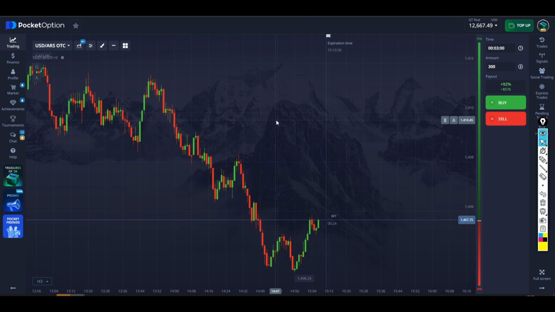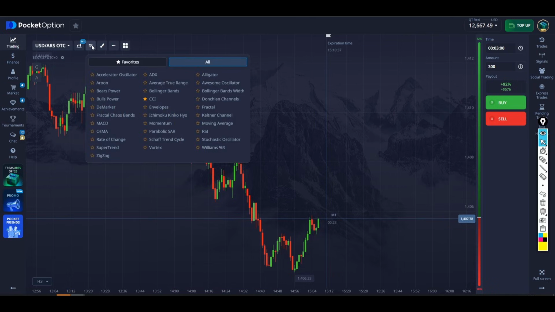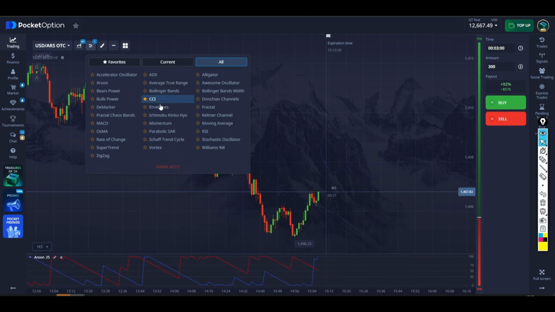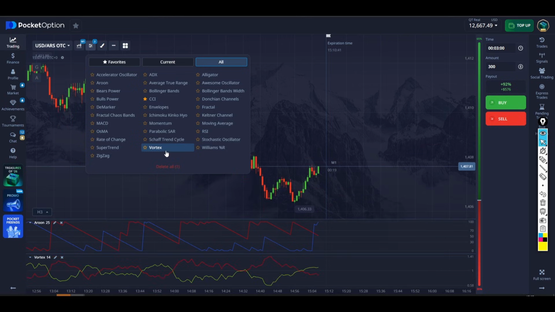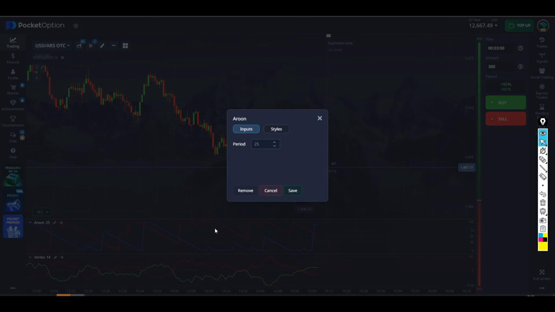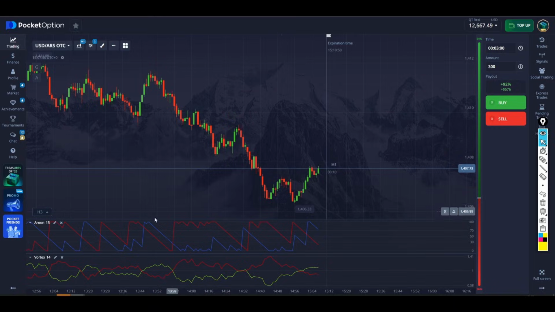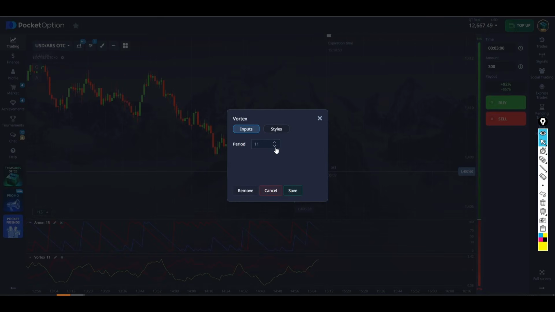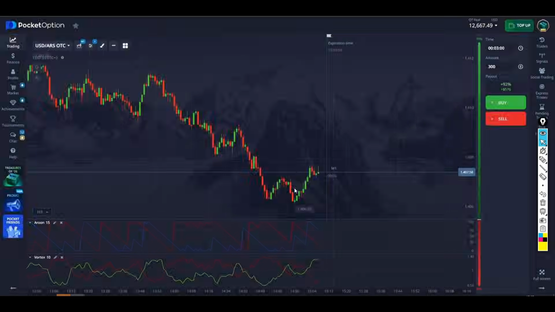As for setting up this strategy, guys, here's what you need to do. Go to the Indicators tab and find the Aroon indicator as well as the Vortex indicator. Set Aroon to a period of 15 and hit Save. Then set Vortex to a period of 10 and save that as well. These are all the parameters we need.